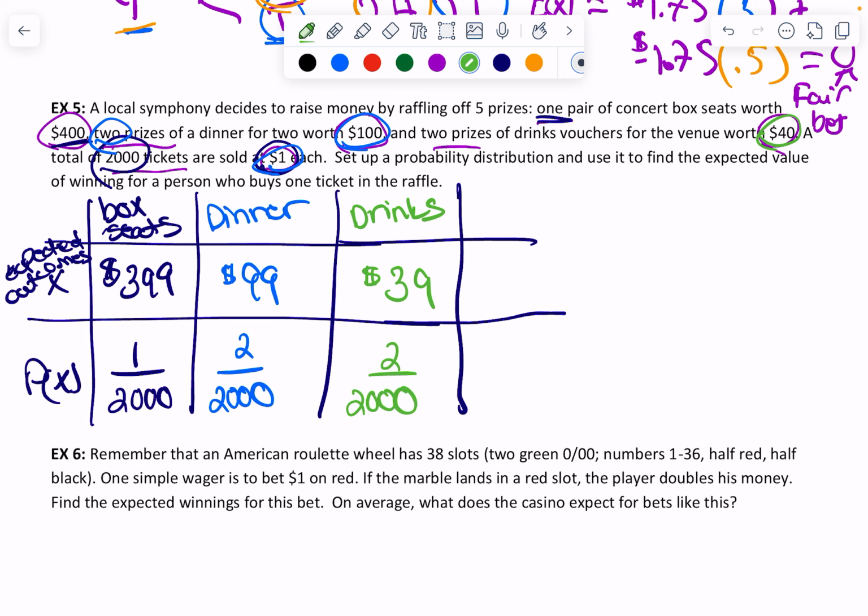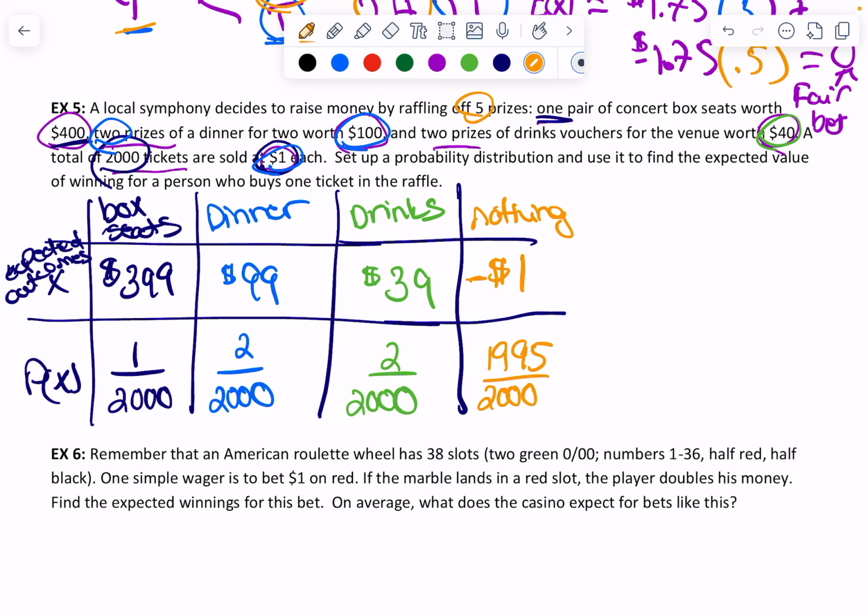Now, our last one is going to be nothing. So people are buying the ticket and not winning anything, so they are losing $1 each ticket. How many tickets do we have left? There's 5 prizes, so out of the 2,000, we've got 2,000 minus 5, which means that there's 1,995 tickets left. Those tickets do not get anything, so that's why they lose their dollar amount.